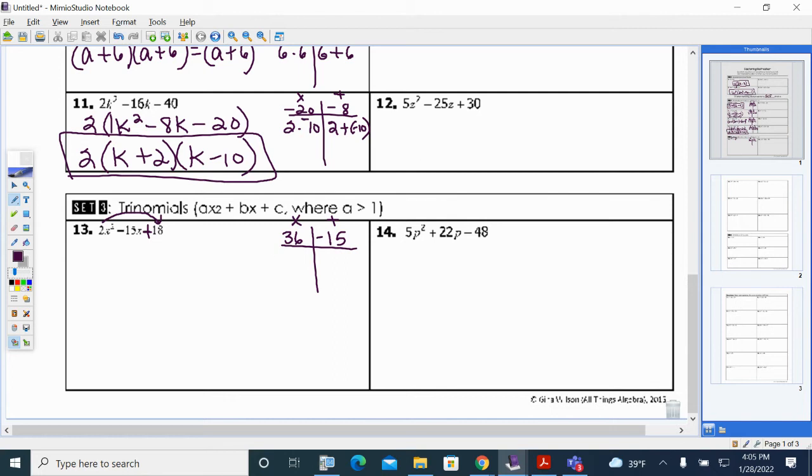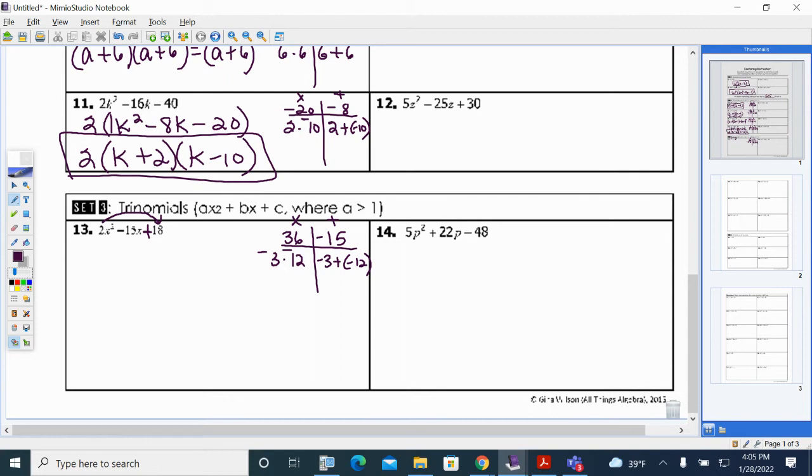Let's see. I know that 3 times 12 is 36. And I think I accidentally picked the correct one right off the bat. But how to get negative 15? Well, if I make that a negative 3 and a negative 12, negative 3 times negative 12 is still positive 36. And negative 3 plus negative 12 gives me my negative 15.